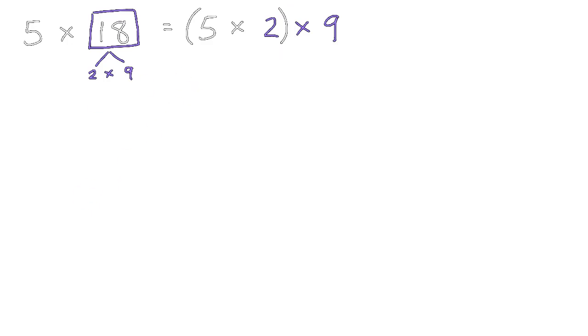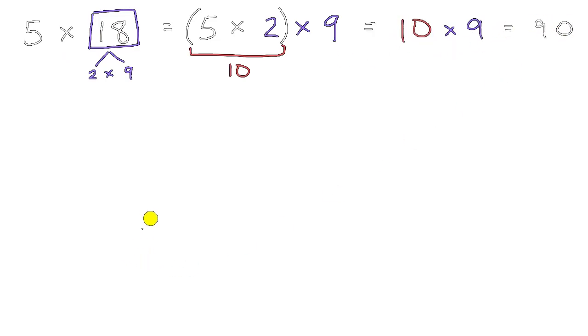Now, why is that helpful? Well, what is 5 times 2? Well, that's pretty straightforward. That's going to be equal to 10. So this is going to be equal to 10 times 9. Now 10 times 9 is a lot more straightforward for most of us than 5 times 18. 10 times 9 is equal to 90.